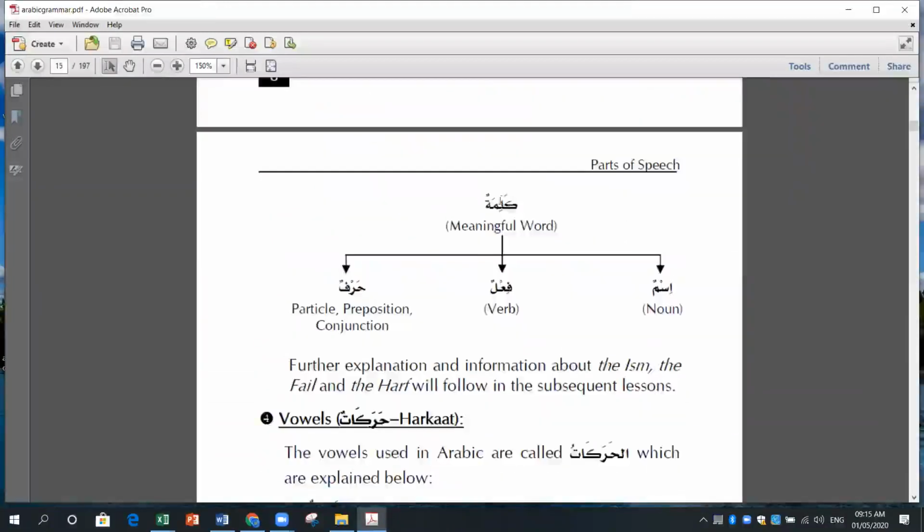Now this is just the table showing the same kalima. One word is called kalima, a meaningful word, and it may be either ism, it may be fail, or it may be harf. We have already discussed all these 3.